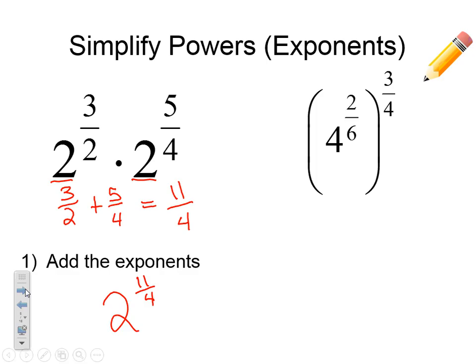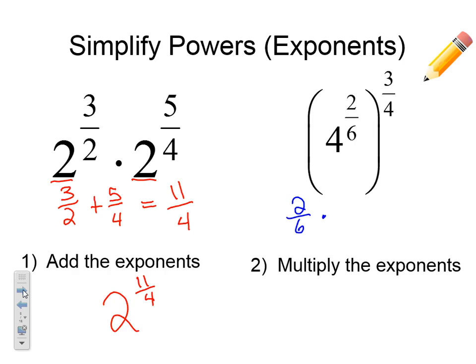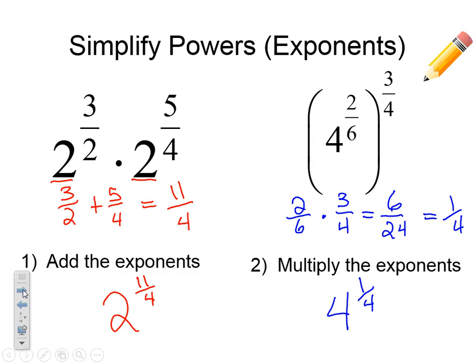Now for our second one here, what we're going to do is multiply our exponents. So I'm going to take 1 sixth times 3 fourths. Multiply those together, I'm going to get 3 over 24. Now I want this to be simplified. We want to simplify all of our fractions. So this is going to simplify to 1/8. So my answer is going to be 4 to the 1/8 power. All right, there's our first 2 simplifying powers of exponents.